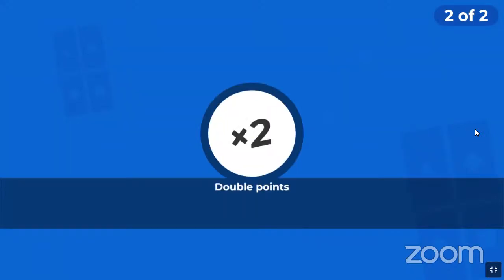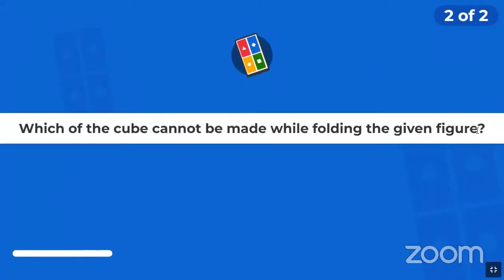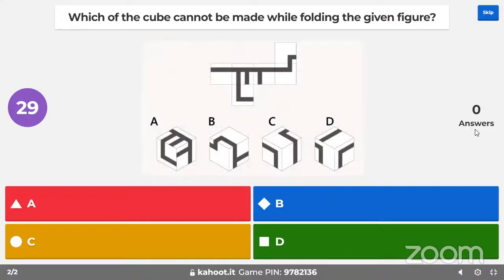Then we'll move on to the second question, which is a double point question. One important thing I need to mention is that there will be double point questions. Double point question means that for that particular question the points will be double for those who answer it correctly. Double point questions are bonus questions in which you can earn more points.